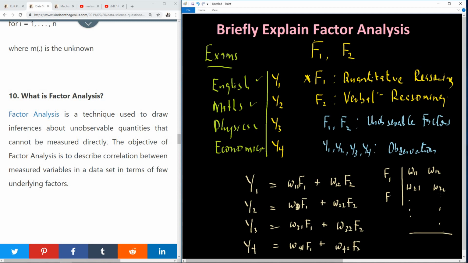This is called loadings. All these weights are called loadings. They tell us how much each of the variables is related to each of the factors. Well, I don't want to go any further. I just want to explain it in this simple way to make sure you understand it and you're able to explain it using simple diagrams and notations.